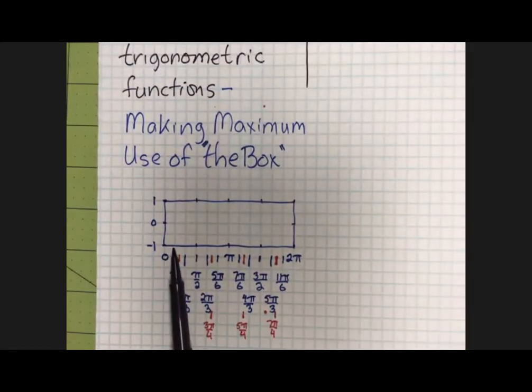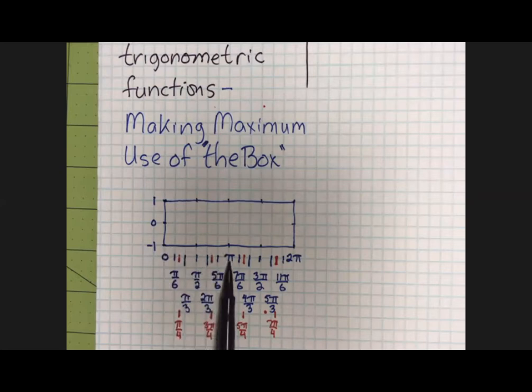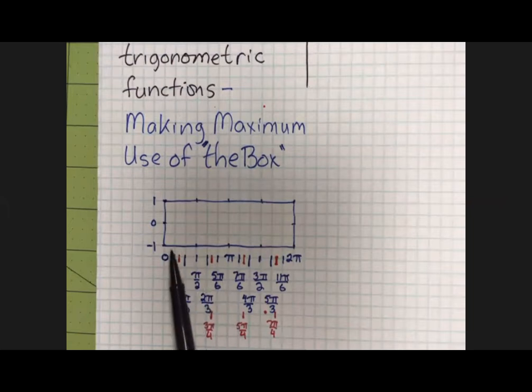Each pi, I cut into 6 pieces, 6 boxes. So I drew 6 boxes and labeled it pi, and then I drew 6 more boxes and labeled it 2 pi. That makes it really easy for me to cut pi into pieces on my paper. For example, each box, 1 pi over 6, 2 pi over 6, 3 pi over 6, 4 pi over 6, 5 pi over 6, 6 pi over 6 is 1 pi.